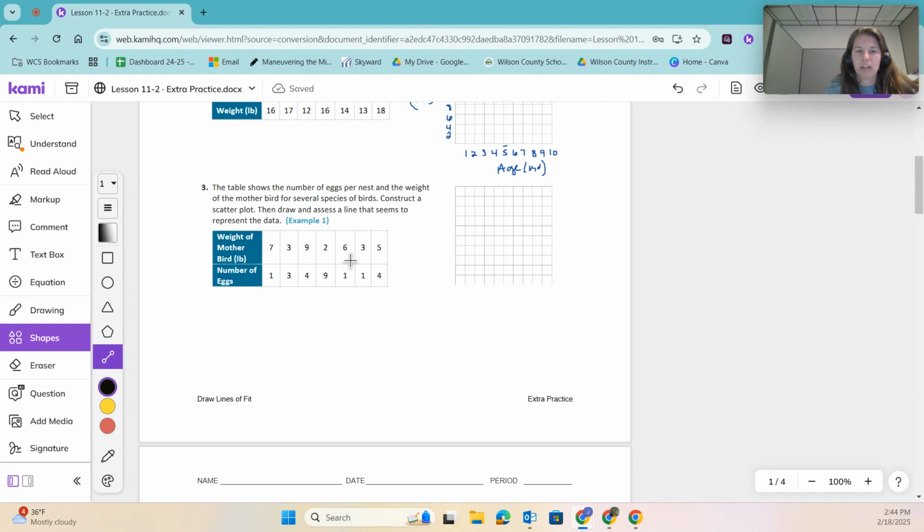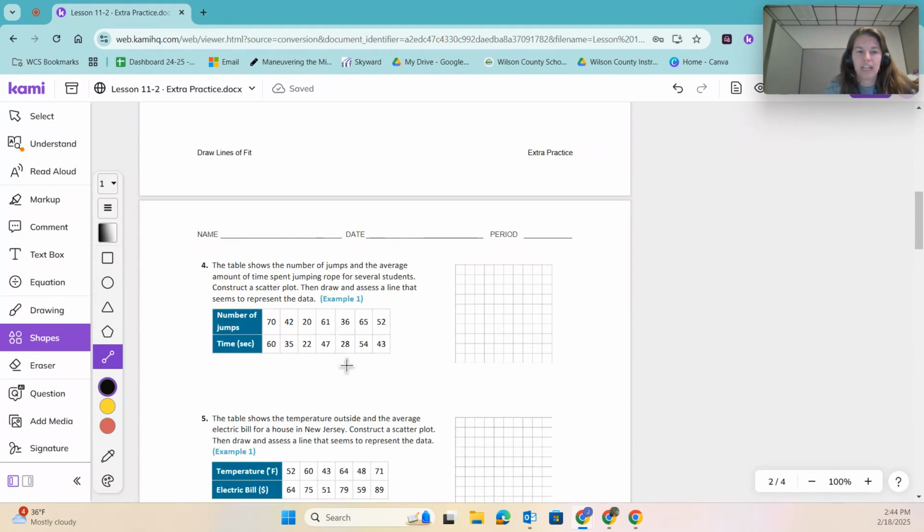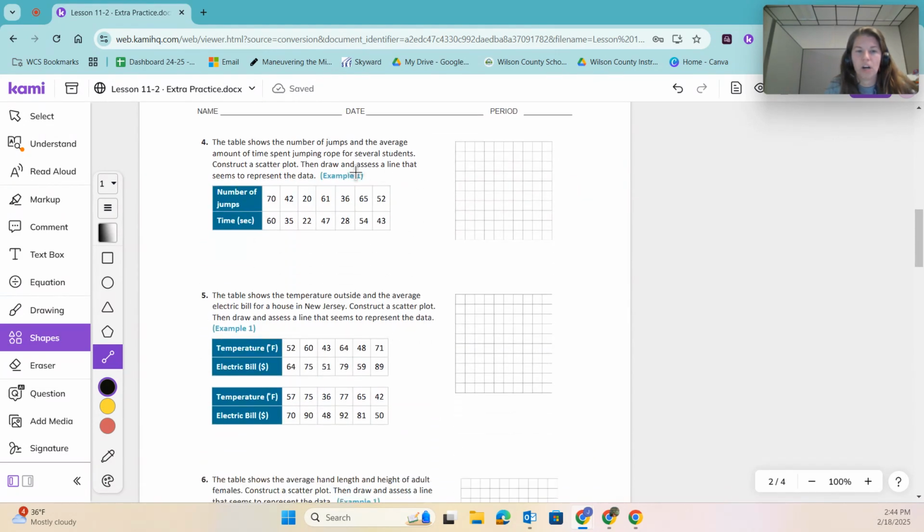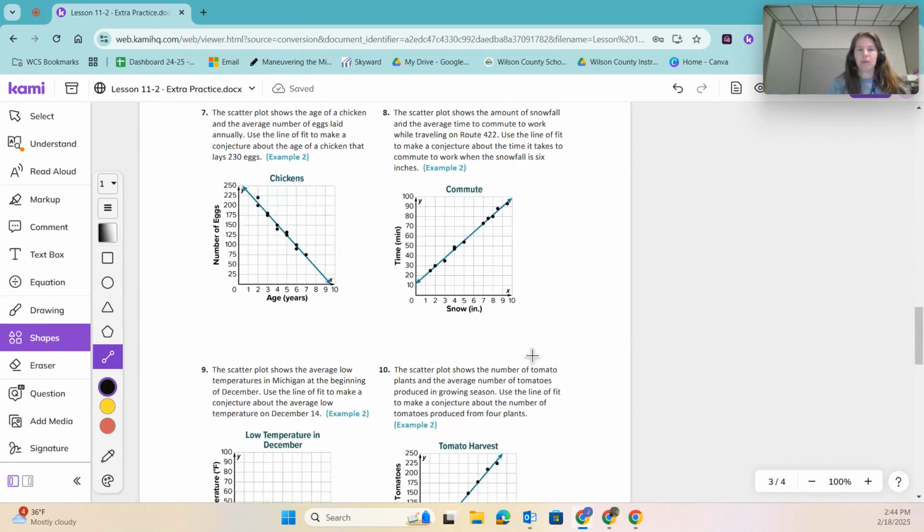Okay, there's one here that you can try on your own, as well as 2 more if you would like. Then we're going to take a look at these down here that already have the lines plotted for us. So it says the scatter plot shows the age of a chicken and the average number of eggs laid annually. Okay, so their age and the number of eggs. Use the line of fit to make a conjecture or an estimate about the age of a chicken that lays 230 eggs. So they've got the scatter plot, they've got the line of best fit.